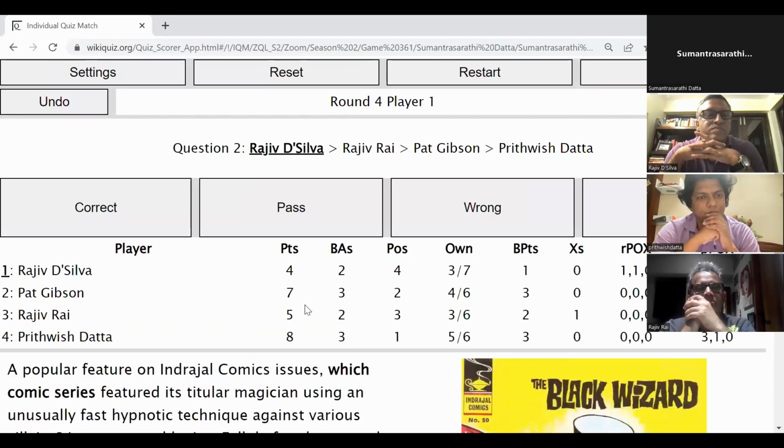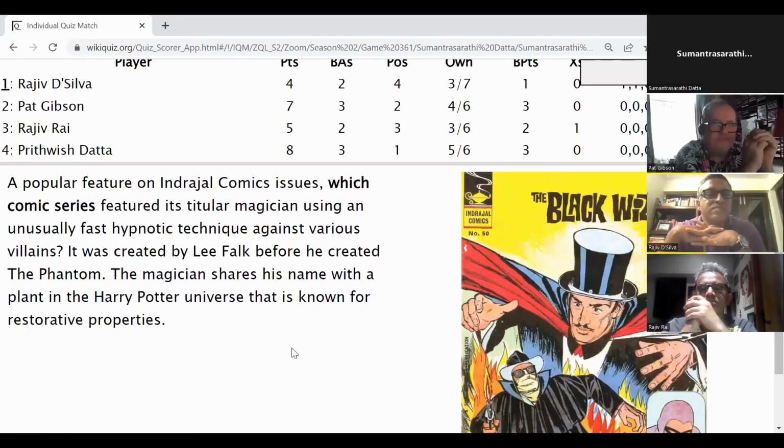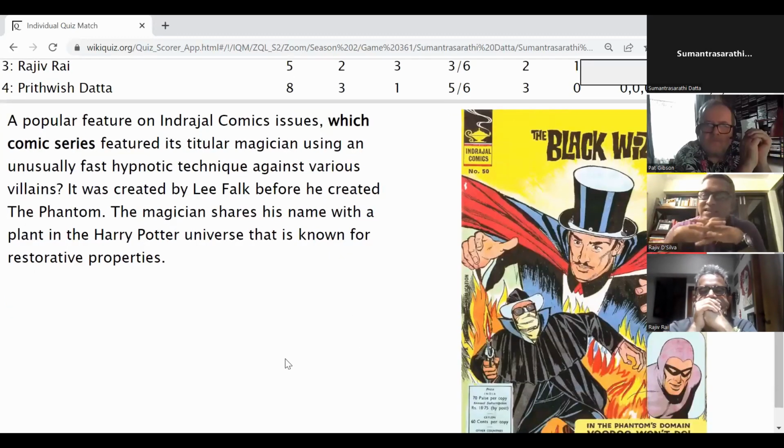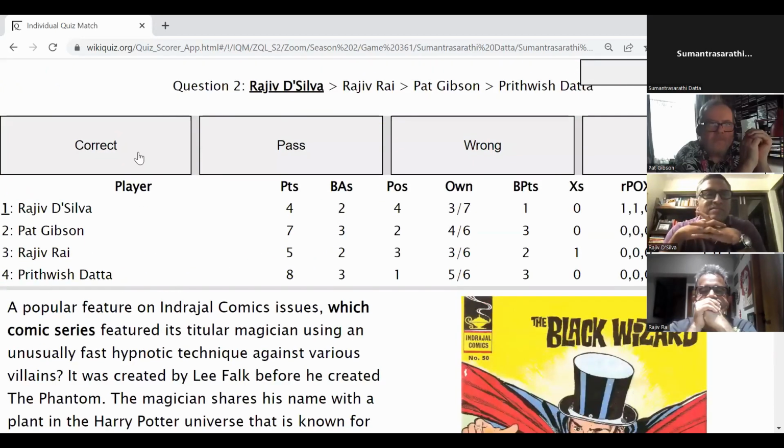Your second one, a popular feature on individual comics issues. Which comic series features in its title a magician using an unusually fast hypnotic technique against various villains? It was created by Lee Falk before he created the Phantom. The magician shares his name with a plant in the Harry Potter universe that is known for restorative properties. Mandrake the Magician. Yes, indeed, Mandrake.